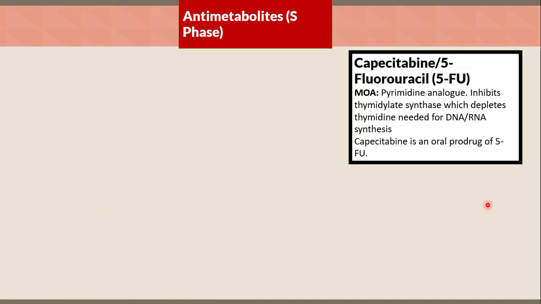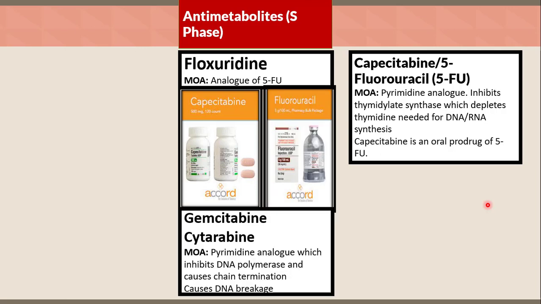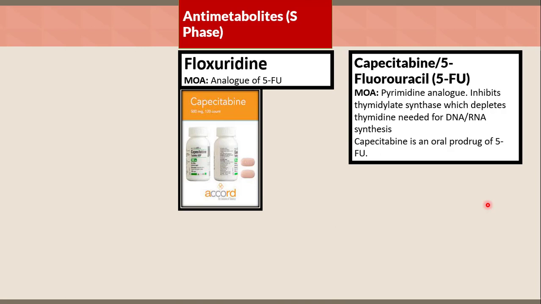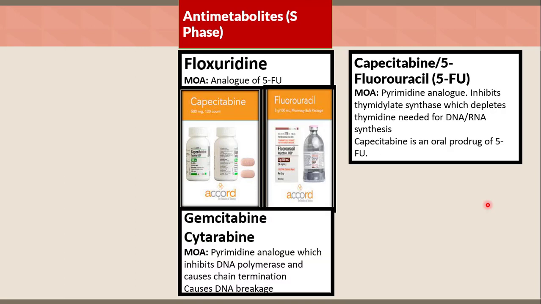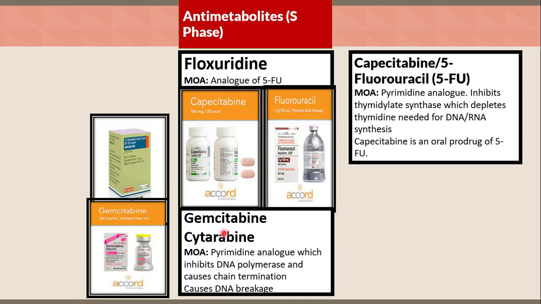Antimetabolites, S phase. Capecitabine, fluorouracil. Mechanism of action: pyrimidine analog, inhibits thymidylate synthase, which depletes thymidine needed for DNA and RNA synthesis. Capecitabine is an oral prodrug of 5-FU. Floxuridine, analog of 5-fluorouracil. Gemcitabine and cytarabine: pyrimidine analogs, which inhibit DNA polymerase and cause chain termination, causing DNA breakage.